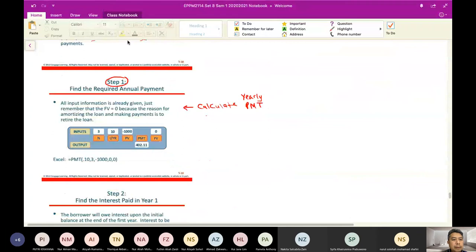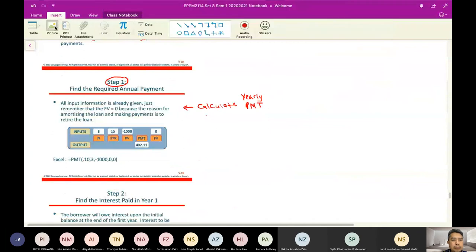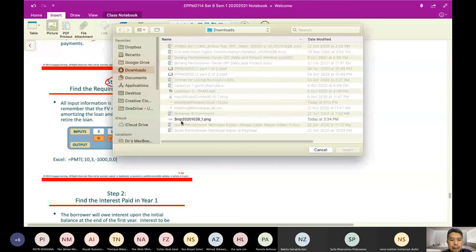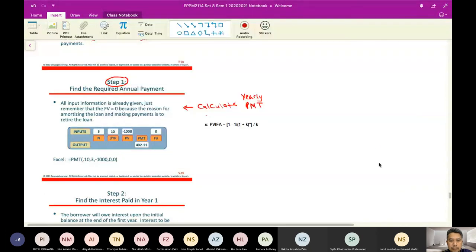Okay, to calculate it, what you need to do is, again, I insert a picture. This is the formula. You need to calculate the formula. So that is the formula. Present value annuity is equal to payment times one minus one over one plus k to the power of n.